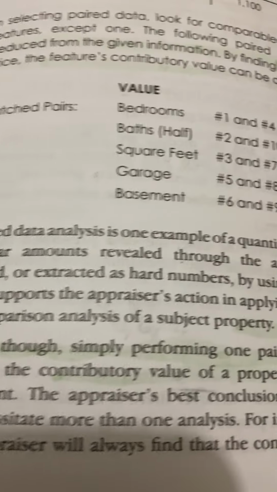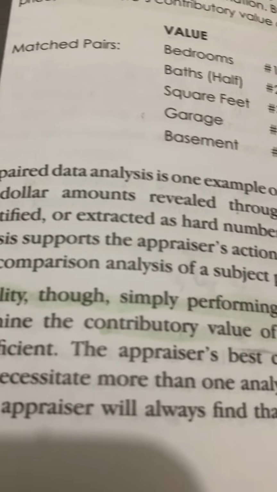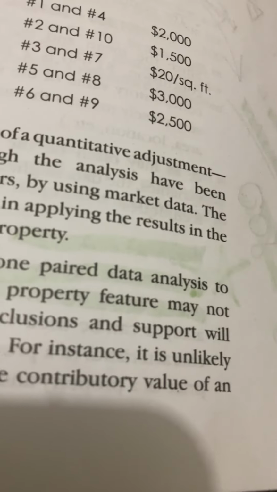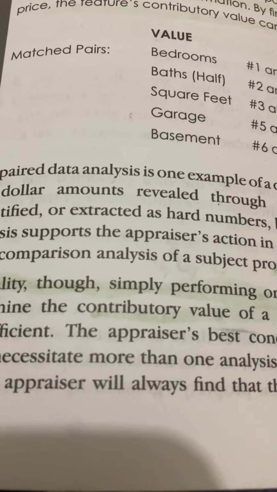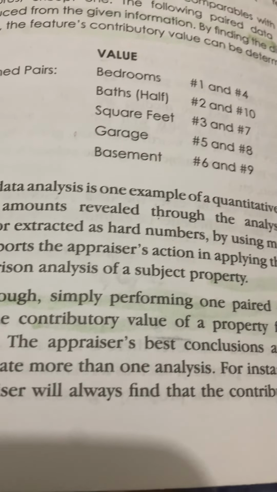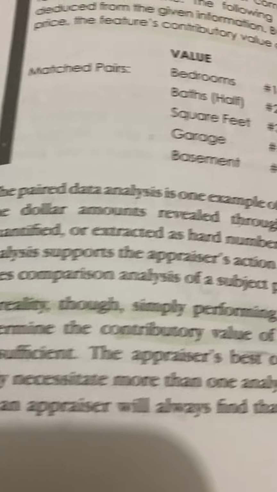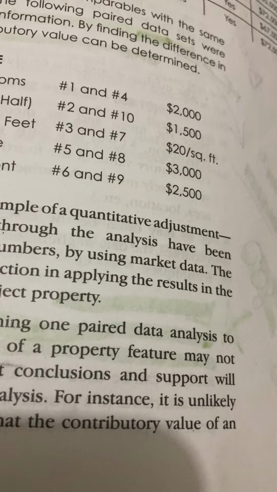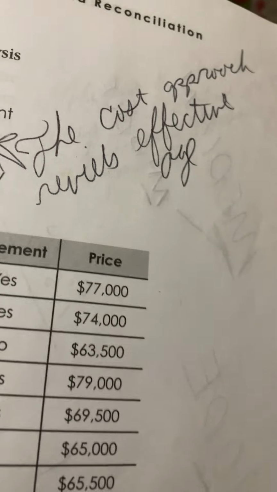In reality, though, simply performing one paired data analysis to determine the contributory value of a property feature may not be sufficient. The appraiser's best conclusions and support will likely necessitate more than one analysis. For instance, it is unlikely that an appraiser will always find the contributory value of that's the end of the page. Extra note, the cost approach reveals effective age.